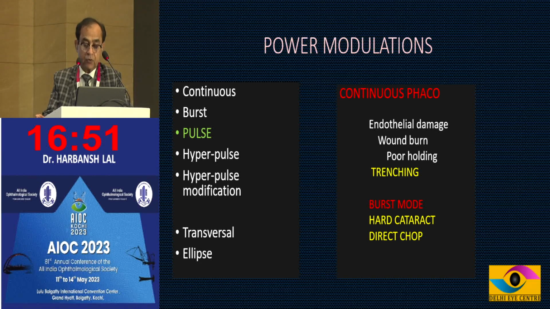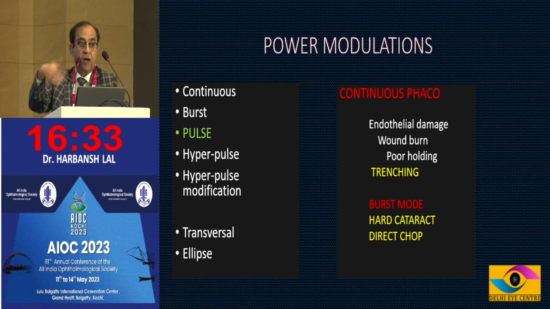Burst mode is rarely used. It's only for a very hard cataract where the density is uniform, or using a direct chop. I'll explain to you what the burst mode is. And hyperpulse is now in most of the advanced machines. And now they have got an alternate way of delivering the energy, which is an elliptical fashion of tip movement, or the transverse movement of the tip, in Alcon and Johnson & Johnson companies.